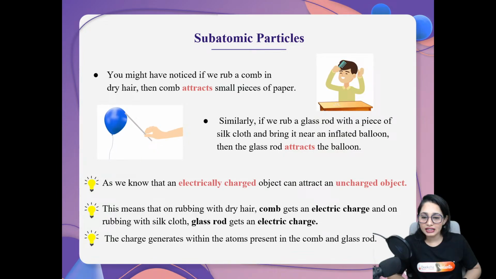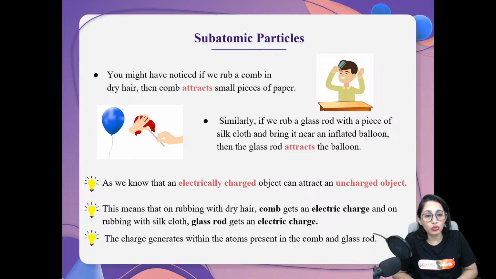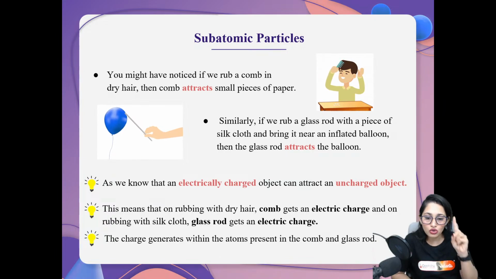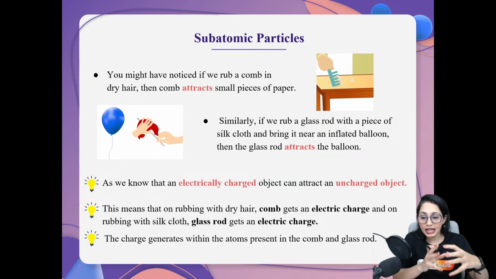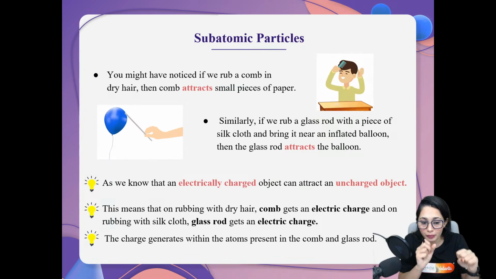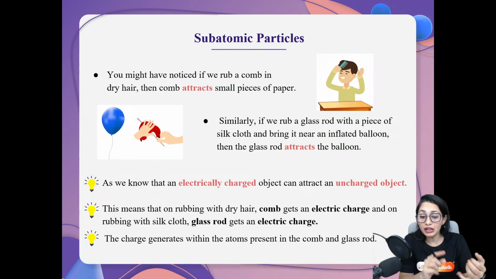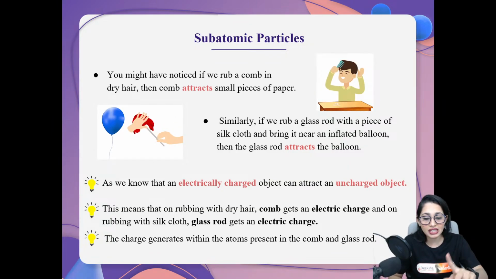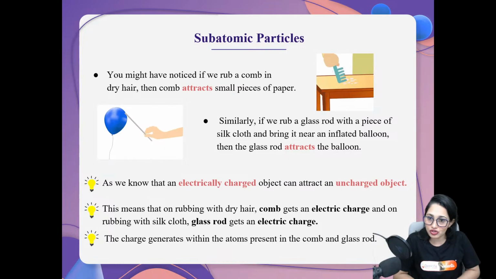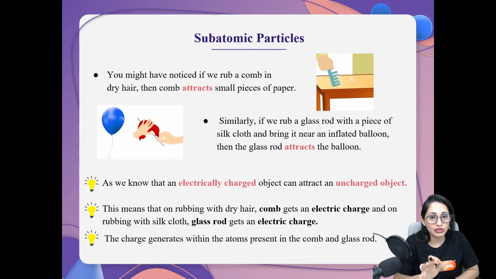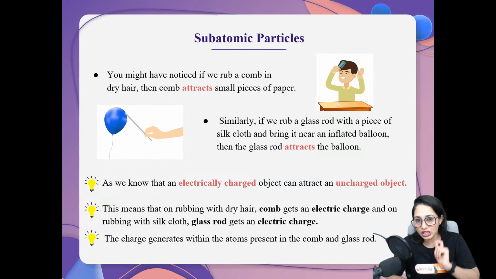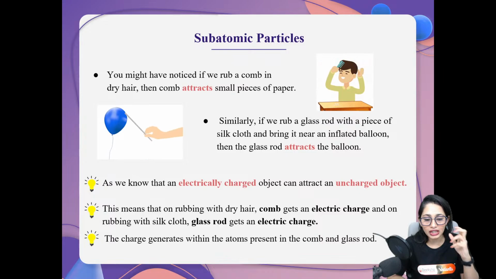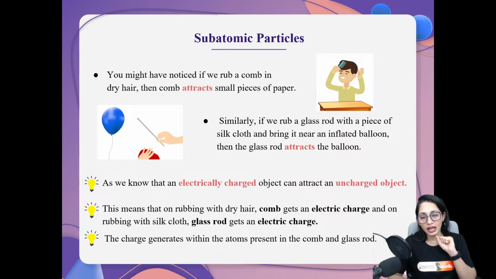Similarly, a glass rod attracts a balloon. As we know, an electrically charged object can attract an uncharged object. This means that on rubbing with dry hair, the comb gets an electric charge, and on rubbing with silk cloth, the glass rod gets an electric charge. Until then, it didn't have any charge. It was neutral. So due to collision, what happens? The charge is formed. The charge is generated within the atoms present in the comb and glass rod.